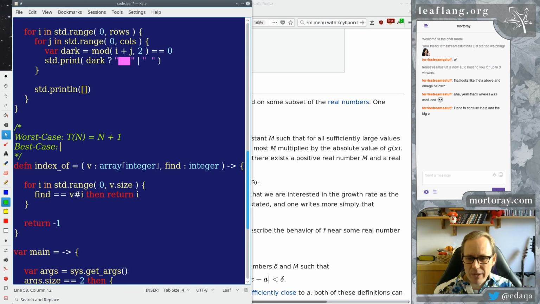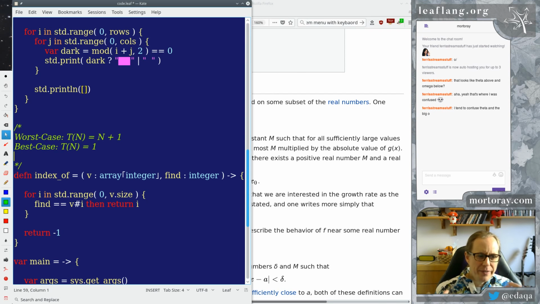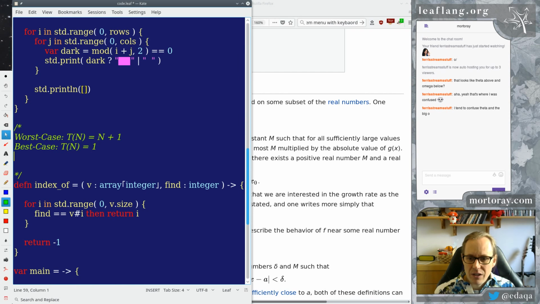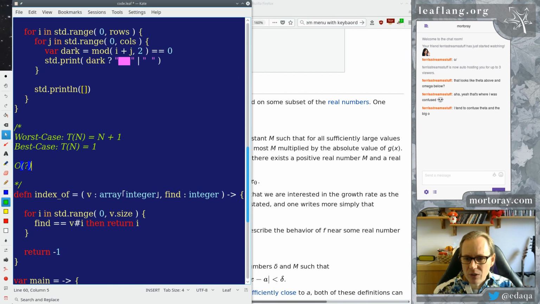What's the best case we have? T of n equals 1. This happens in the case where the integer happens to be the first one. So we have two time complexities here, and one does not involve n. So what is the big O here? What class of problems is it?